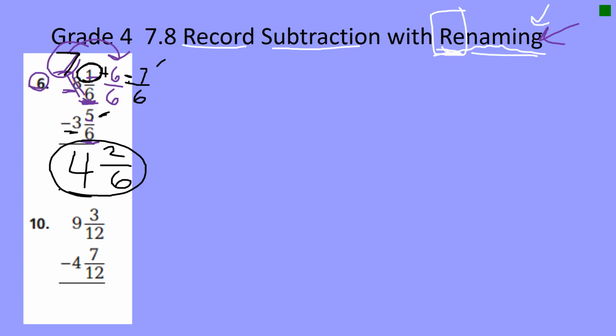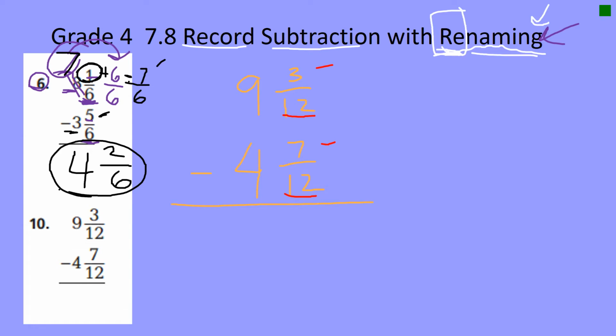Now you know what? I'm going to rewrite number 10 over here because it's so smushy. I'm just going to rewrite it so it's easier to work with. 9 and 3/12 minus 4 and 7/12. Okay, so here we go. Same denominator, 12. So we have 3 minus 7. 3 pieces minus 7 pieces. I have to take away 7 pieces and I only have 3.